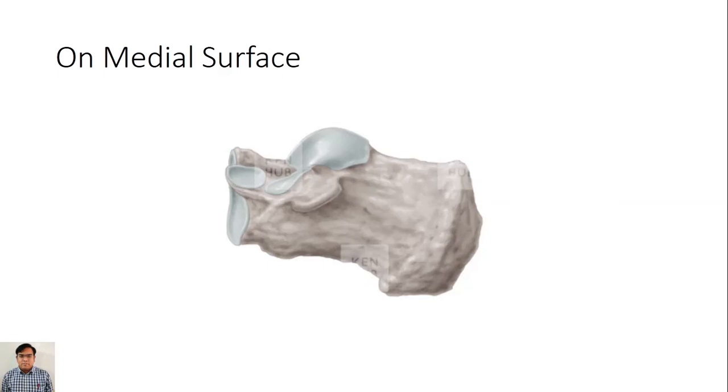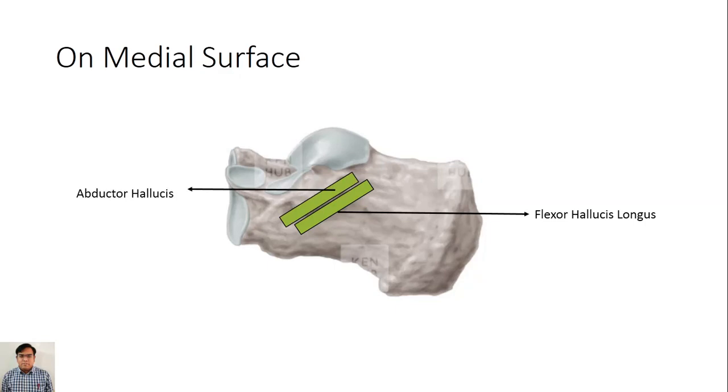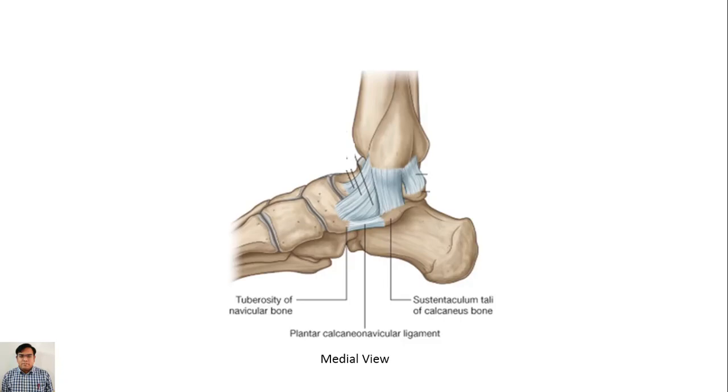And just below the sustentaculum tali, one tendon is passing, and this is the tendon of flexor hallucis longus, and just medial to this sustentaculum tali, another tendon, that is the tendon of abductor hallucis. The other attachments of sustentaculum tali, that is the plantar calcaneonavicular ligament, this one also known as suspensory ligament. Another attachment is deltoid ligament.